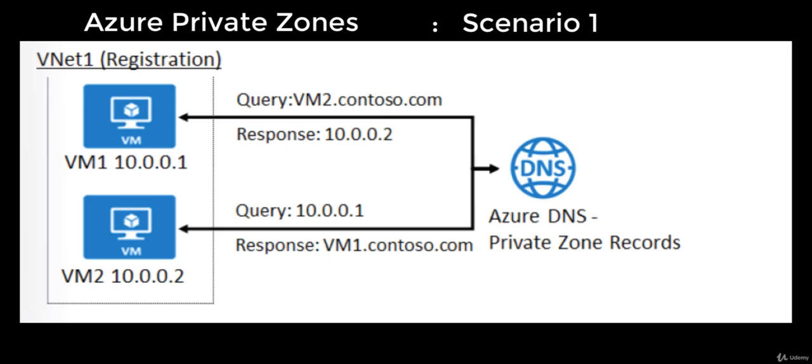Now DNS queries from VM1 to resolve vm2.contoso.com will receive a DNS response that contains the private IP of VM2. Furthermore, a reverse DNS query, which is a PTR, for the private IP of VM1, which is 10.0.0.1, issued from VM2, will receive a DNS response that contains the FQDN of the virtual machine, as expected.